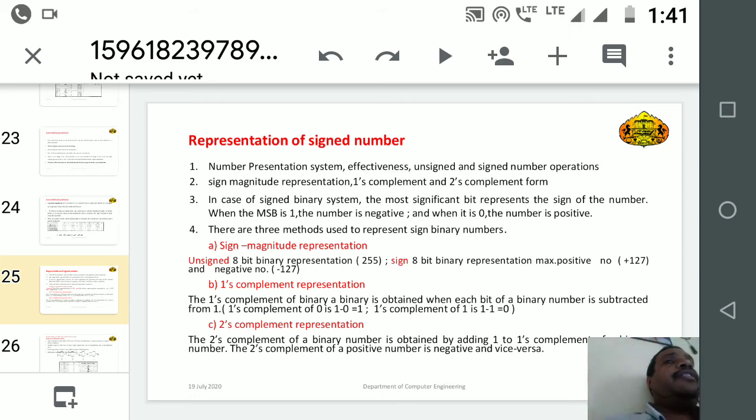This is the second method. And what is the third method? Two's complement representation. In this method you just add 1 to the one's complement. So there are three methods used to represent signed binary numbers, where signed means positive as well as negative: sign magnitude representation, one's complement representation, and two's complement representation. Okay, next we see the next slide.